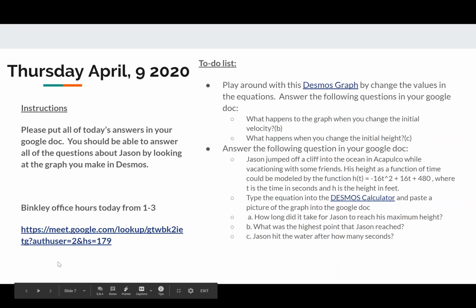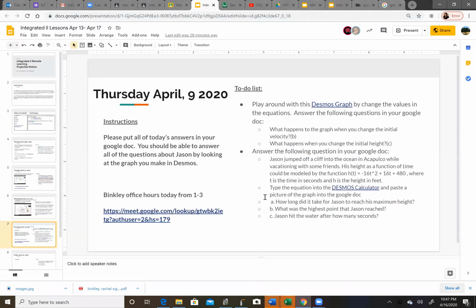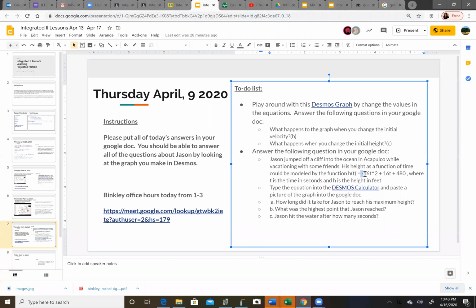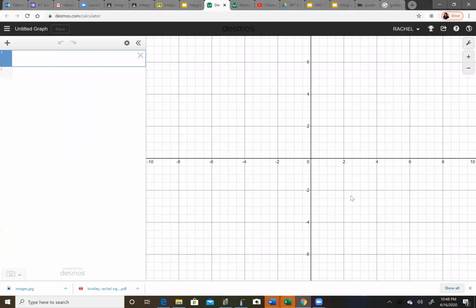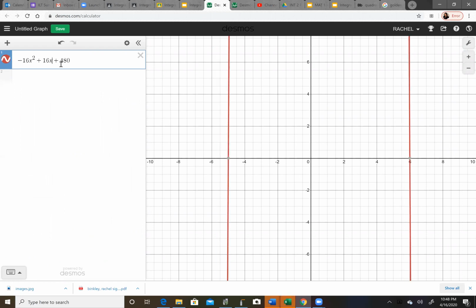I have to get out of present mode. So here's what I would like you to do. If you can just copy this, go to the Desmos calculator, and then you type it in, but it doesn't like t. It wants you to go back and change those to x's. If you change them to x's, it'll give us a graph.